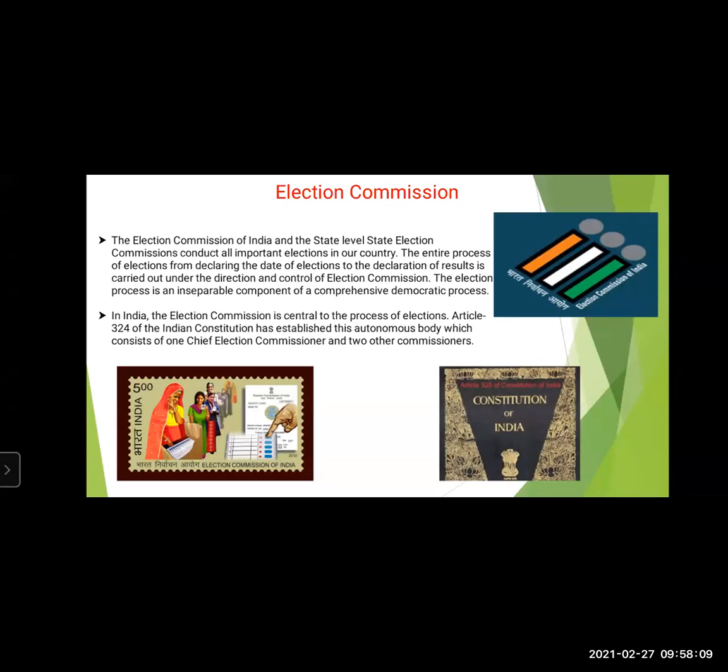Now in India, the election commission is central to the process of election. In our country, election commission plays a most important role in the process of elections. Our constitution has also made provision, under articles 324 to 329 of part 15 of the constitution, for the election commission to administer the election process in India. And Article 324 of the Indian Constitution has established an autonomous body. Autonomous means independent and having power to make decisions on its own, which consists of one chief election commissioner and two other commissioners.